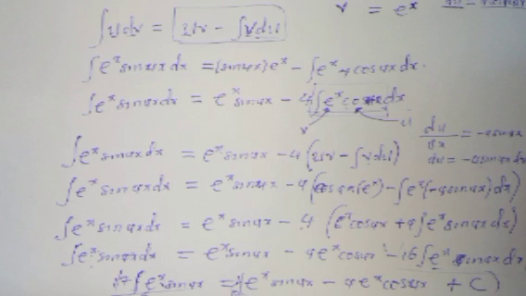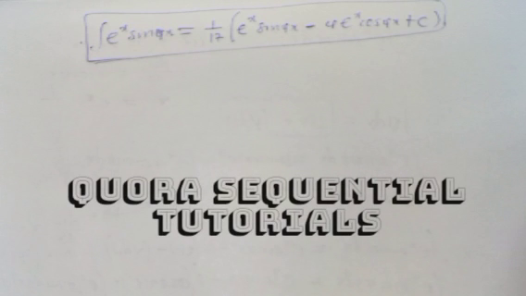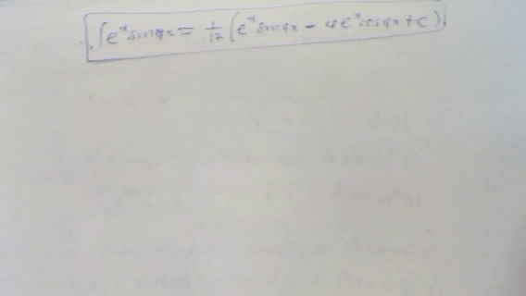Definitely the final answer is going to be on the next page. So this one qualifies to be the best answer for the integral of e to the power x sine 4x dx. We are going to get 1 over 17 open bracket e to the power x sine 4x minus 4 e to the power x cos 4x close bracket plus c. That becomes the correct answer. Thank you.